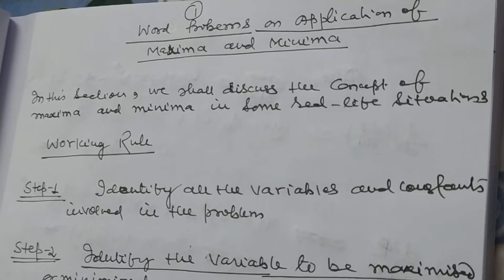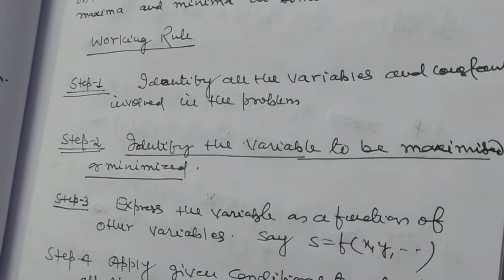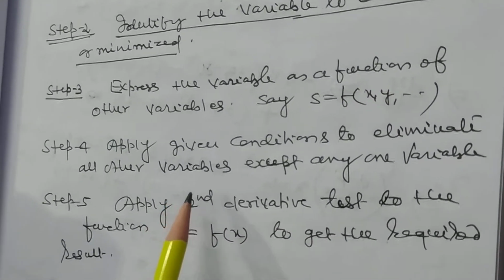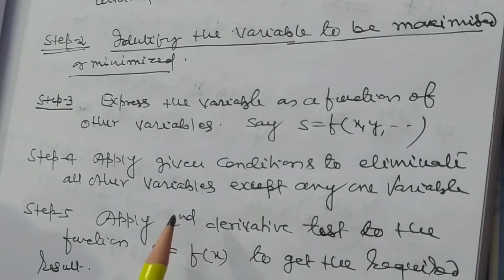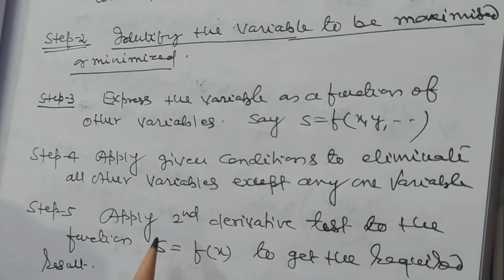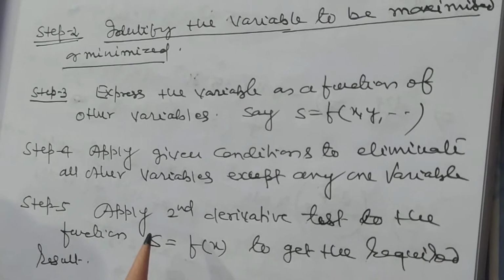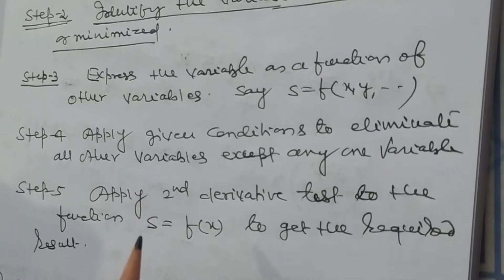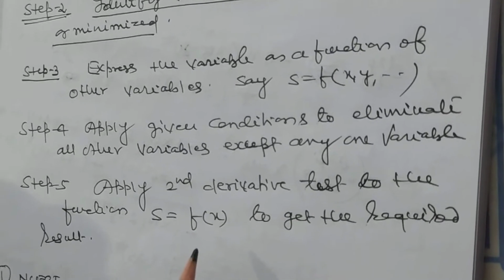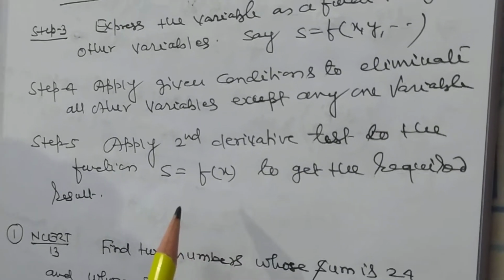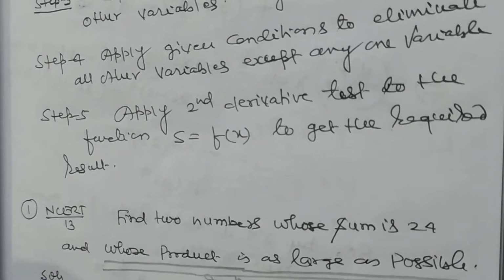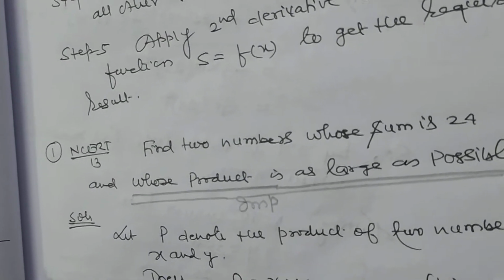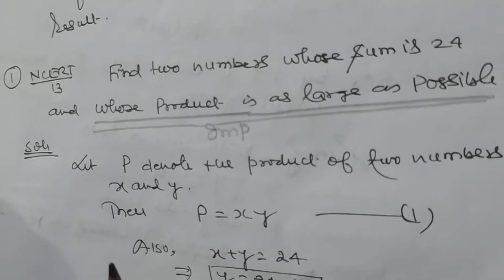Fourth step, apply given conditions to eliminate all other variables except any one variable. Fifth step, apply the second derivative test to the function s is equal to f(x) to get the required result. So now I want to discuss how you will solve this problem, how you will apply this algorithm.